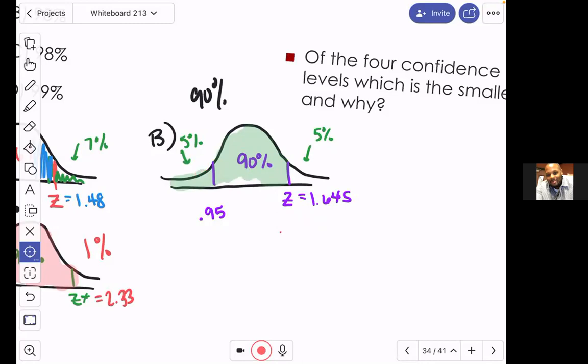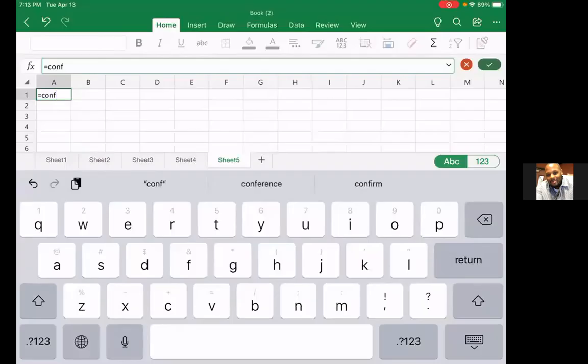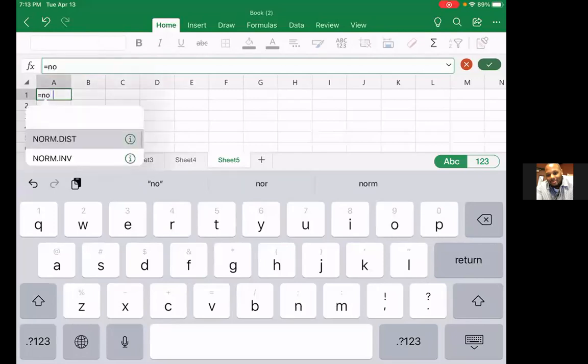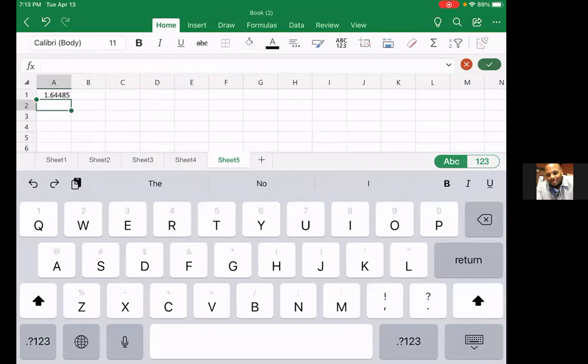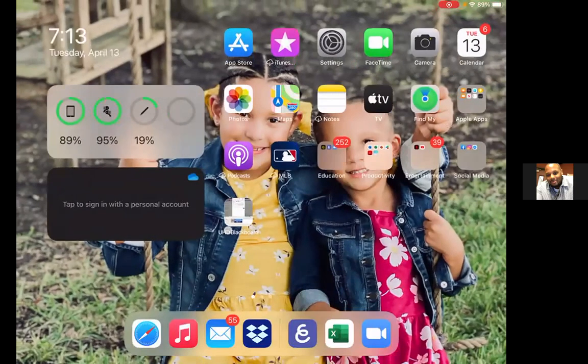I showed you in Excel, if you want to calculate that critical value, we use the function norm.inv, the normal inverse function. You type in your probability, and in this case it's 0.975, not 0.95, because it's 90% plus the additional 5% that you're calculating right there. Because it's a Z score, your mean is 0 and your standard deviation is 1. When you do that, you get 1.64485. We generally round that up to 1.645. So that's how I got that Z score, the critical value, and that's what we talked about last time when we did it all by hand.